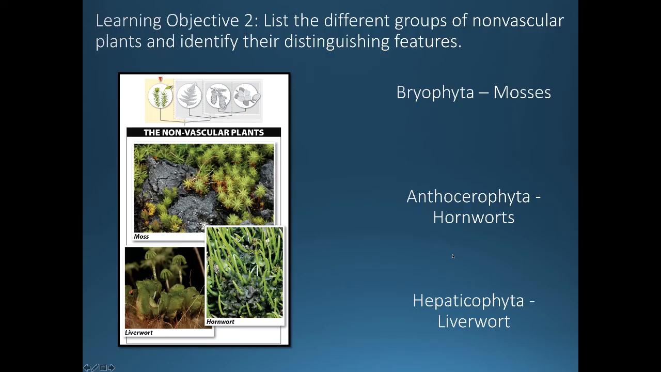So let's go ahead and start talking about these non-vascular plants, as you see here. In our next class, we'll talk about the first of our vascular plants, the seedless vascular plants, and then we'll talk about the gymnosperms and the angiosperms, the ones that produce flowers and fruits. But let's go ahead and begin talking about the three groups of non-vascular plants.